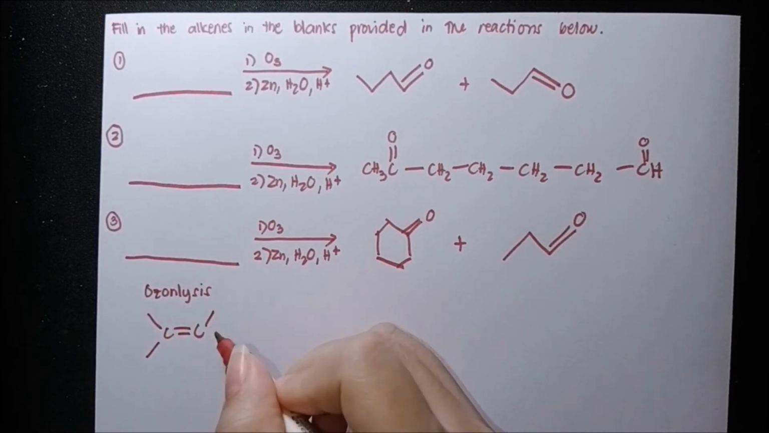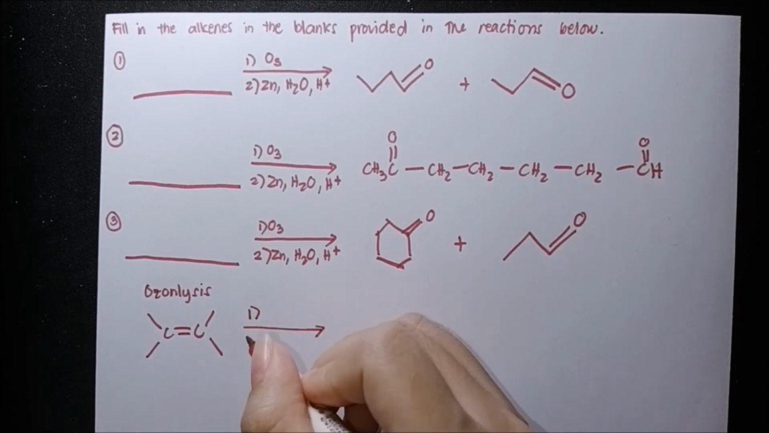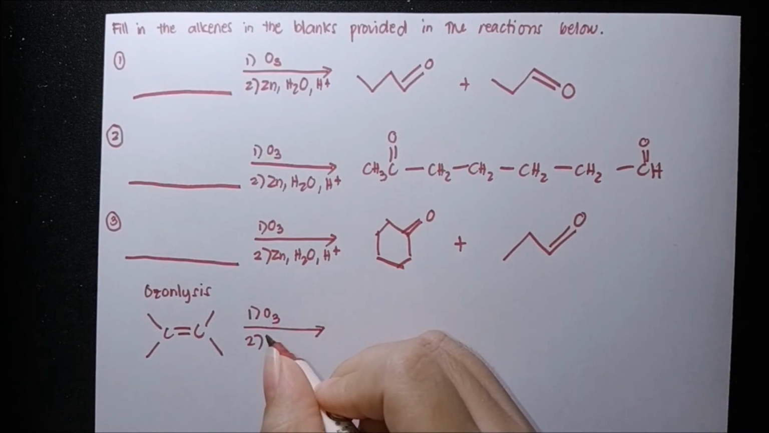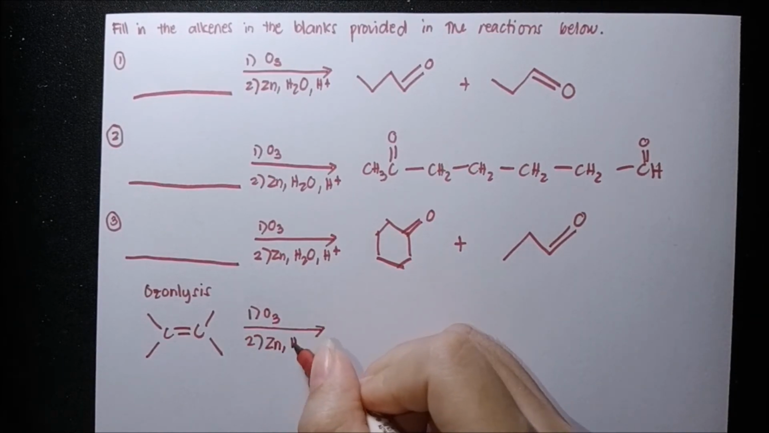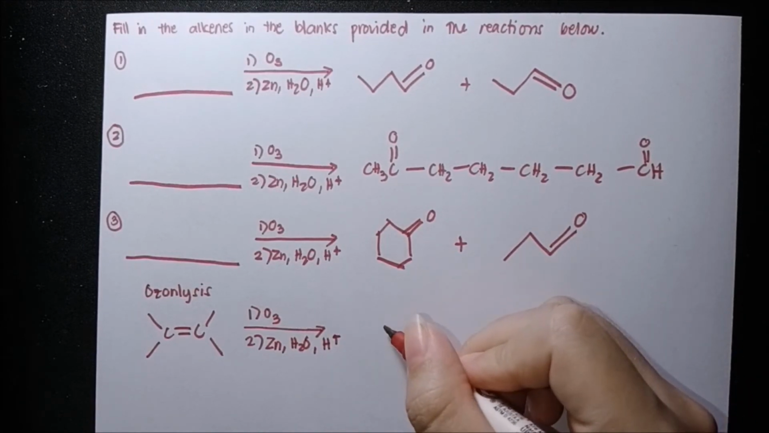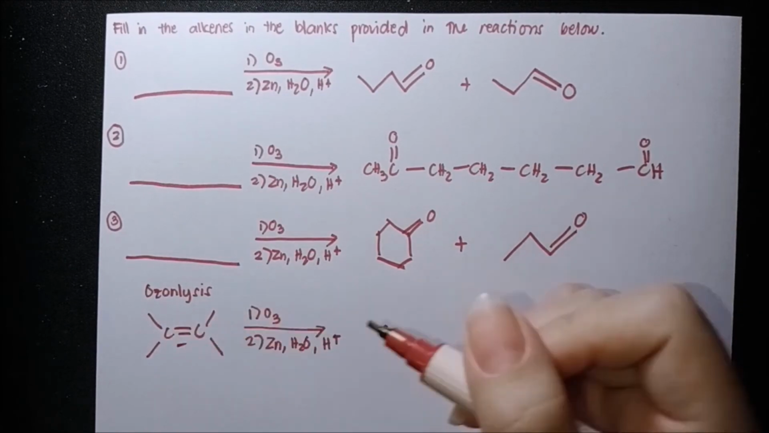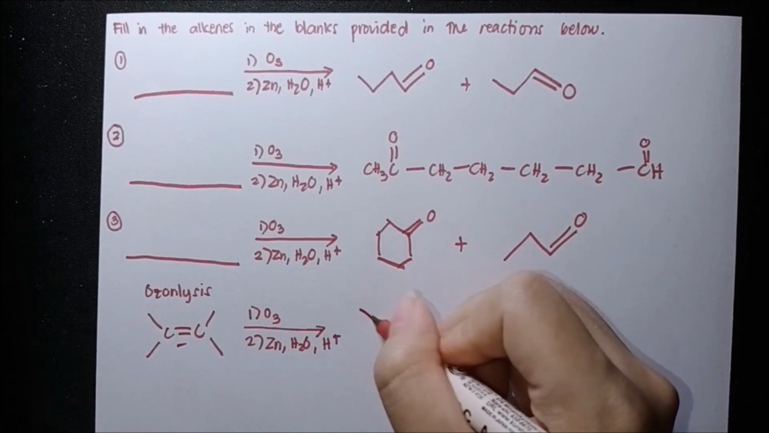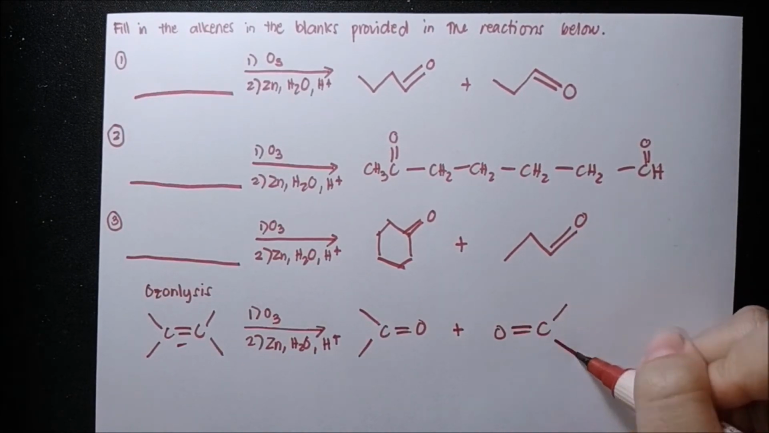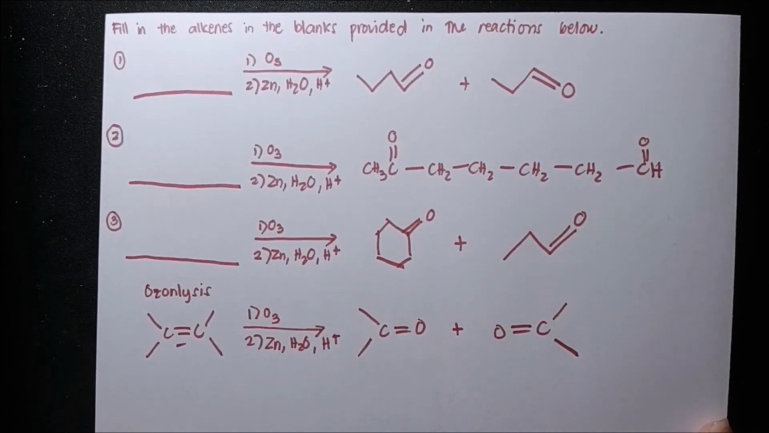We have here the alkene, and then reacted with ozone, from which the name of the reaction came, and zinc, water, and hydrogen ion. So simply, it just breaks the double bond and the alkene turns into aldehydes and ketones. So both the products can either be both aldehydes or both ketones, or an aldehyde and a ketone.